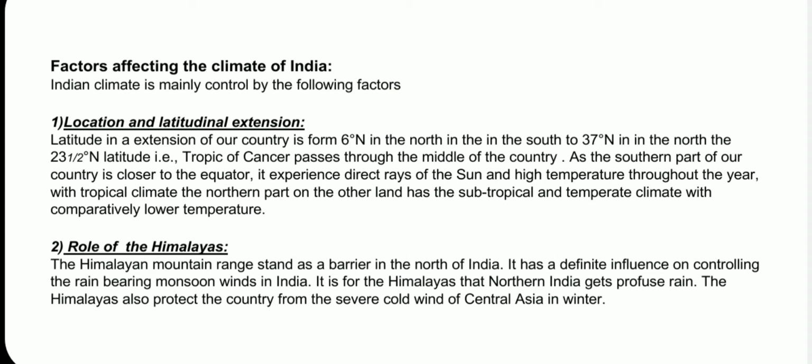Number 2. Role of the Himalayas. The Himalayan mountain range stands as a barrier in the north of India. It has a definite influence on controlling the rain-bearing monsoon winds in India. It is because of the Himalayas that northern India gets profuse rain. The Himalayas also protect the country from the severe cold wind of Central Asia in winter.